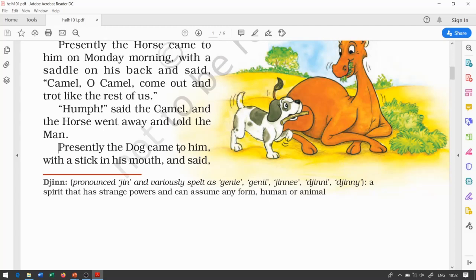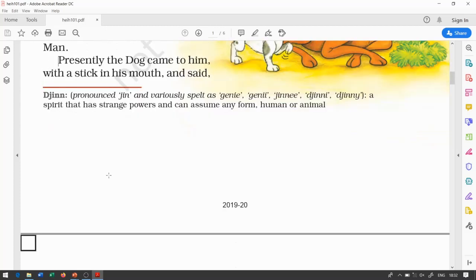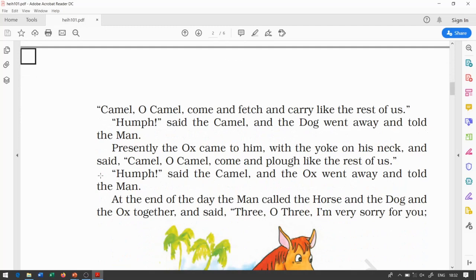Presently, the dog came with a stick in his mouth. So the dog, as you can see in the picture, went to the camel and said, Camel, oh camel, come and fetch and carry like the rest of us. People who have a dog might have played this game called fetch, where they throw something and the dog runs and gets it for you, and gives it to you, and you throw that again. That is a game of fetch.